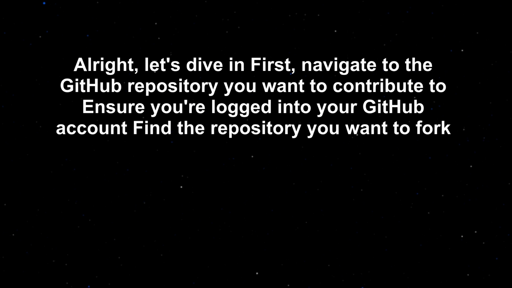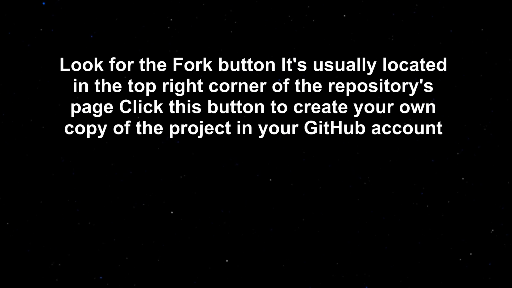Find the repository you want to fork. Look for the fork button. It's usually located in the top right corner of the repository's page. Click this button to create your own copy of the project in your GitHub account.